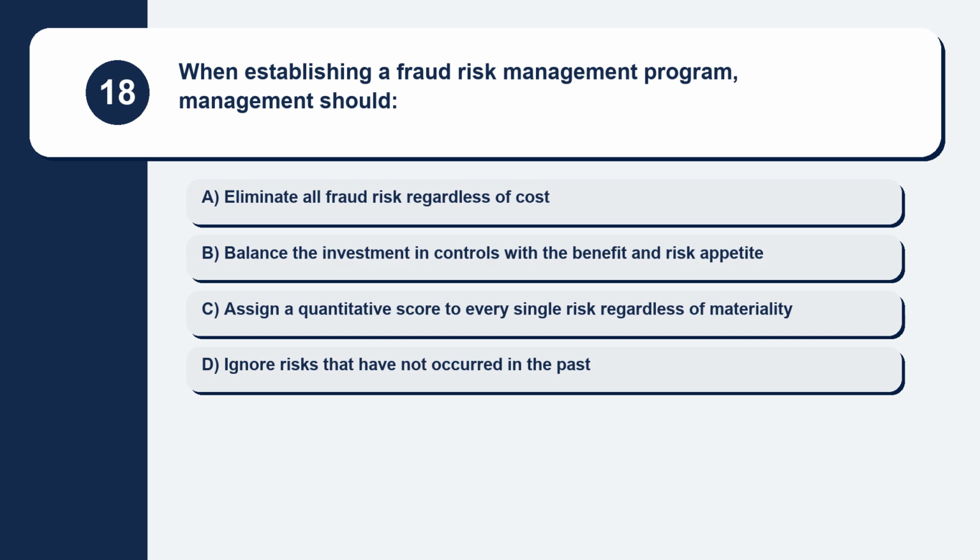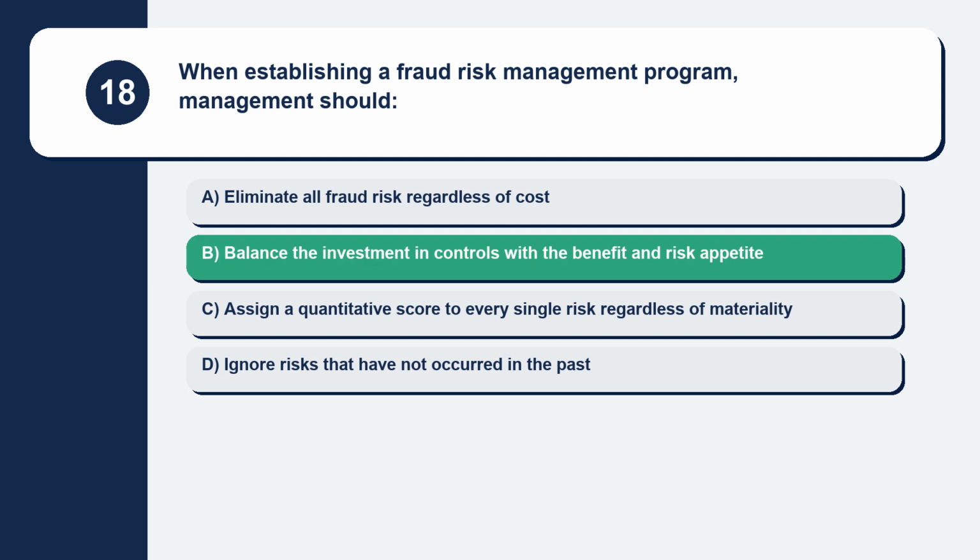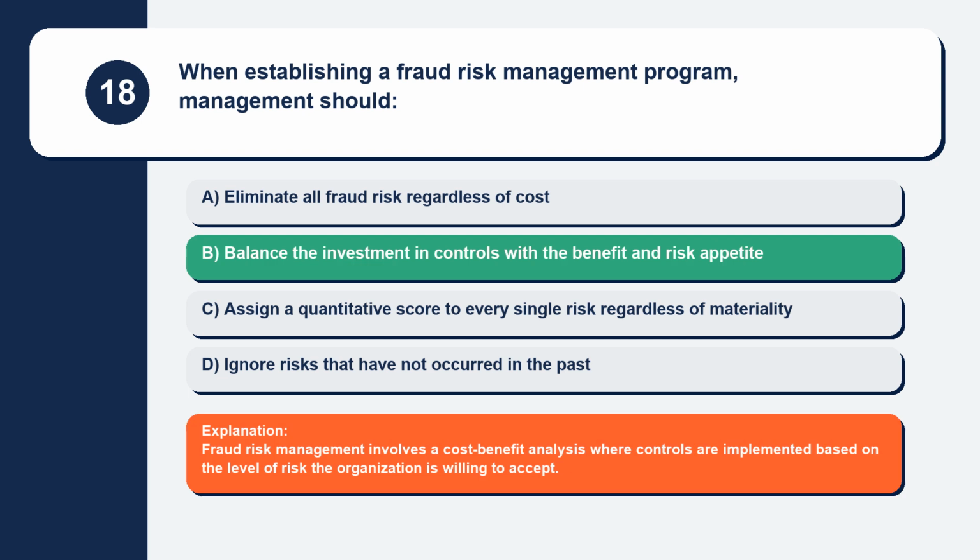Question 18. When establishing a fraud risk management program, management should eliminate all fraud risk regardless of cost, balance the investment in controls with the benefit and risk appetite, assign a quantitative score to every single risk regardless of materiality, ignore risks that have not occurred in the past. Fraud risk management involves a cost-benefit analysis where controls are implemented based on the level of risk the organization is willing to accept.